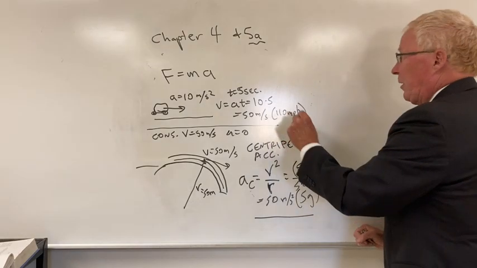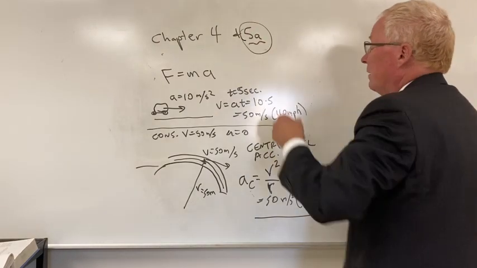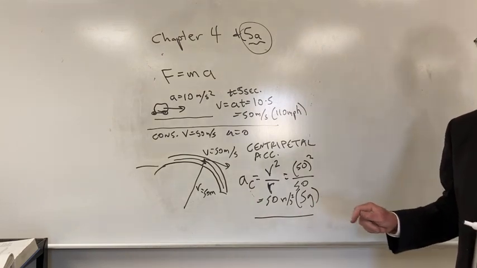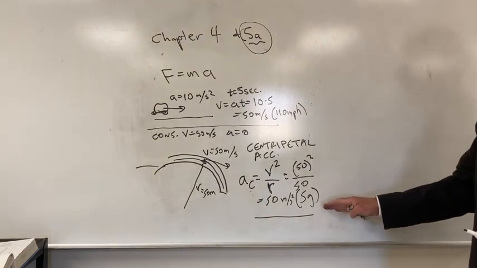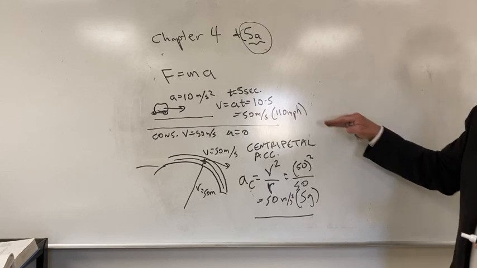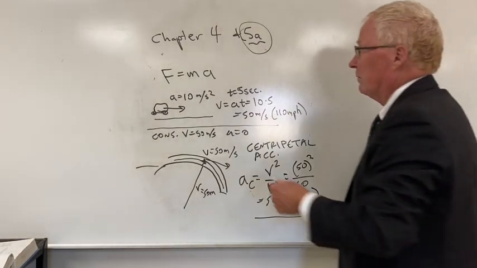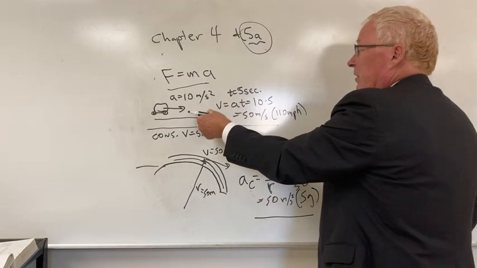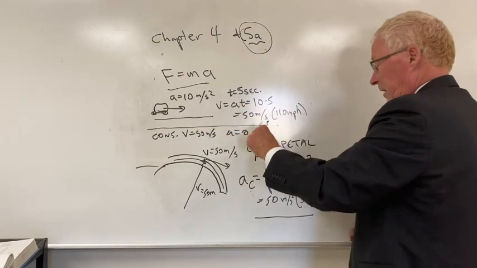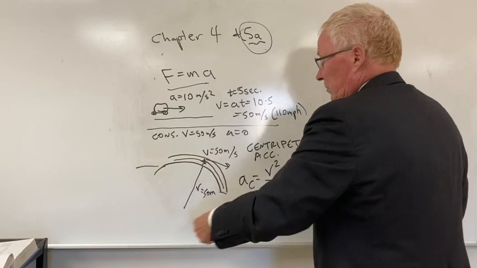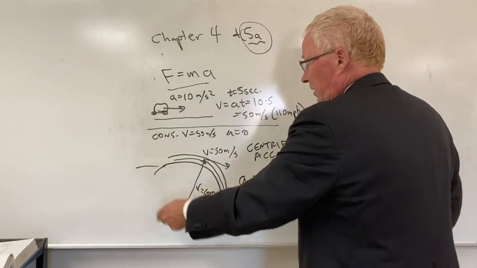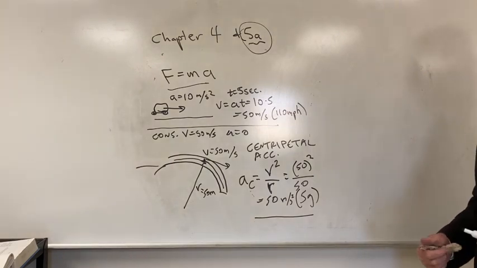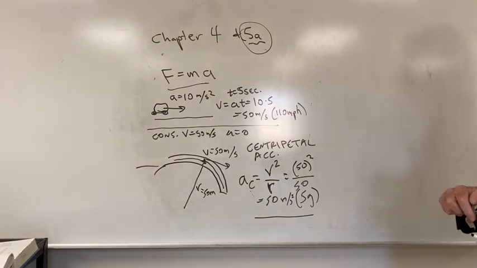This is actually part of chapter 5A, because it is related to labs 4 and 5. Both of these are related to Newton's second law of motion, but in this case we have linear acceleration. In this case we have what we call centripetal acceleration, moving at a constant speed in a circle. So that is the beginning part of chapter 5.